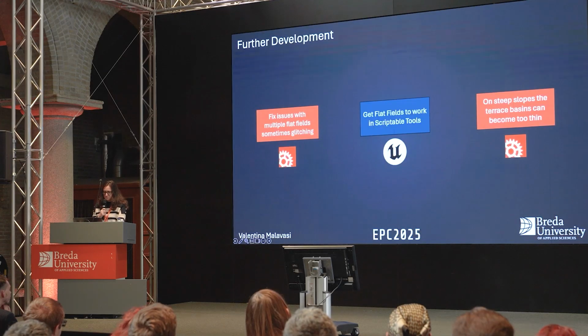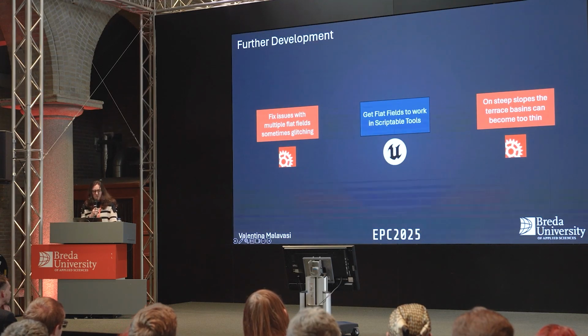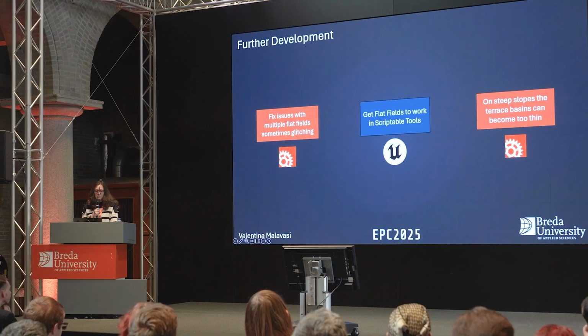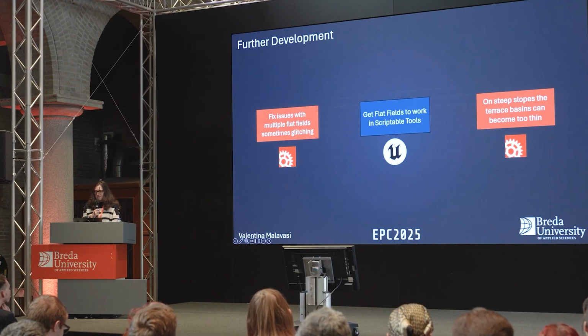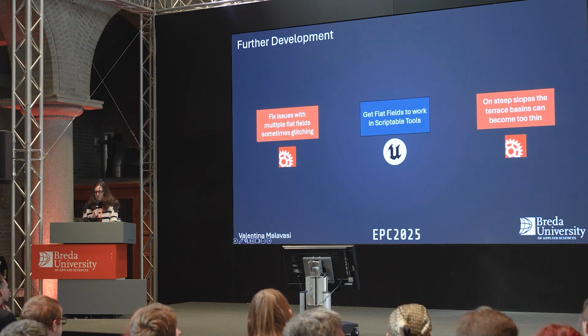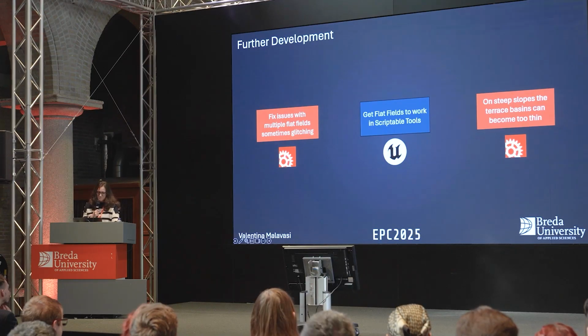So we're coming to an end of this presentation, but first off, I'd like to reflect on what I could have done better. Firstly, there are some issues with flat fields sometimes merging into each other, but fortunately, that is an easy fix in VEX. I'd also like to find a way to get the world inputs working in the scriptable tools interface for the flat fields. And finally, I've noticed the terrace basins can get a little thin when the slopes are too steep, but that can also be easily fixed with a mask by feature node.